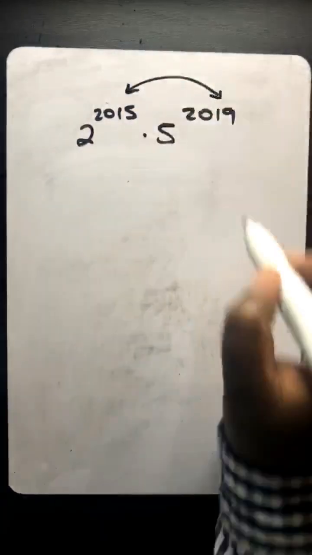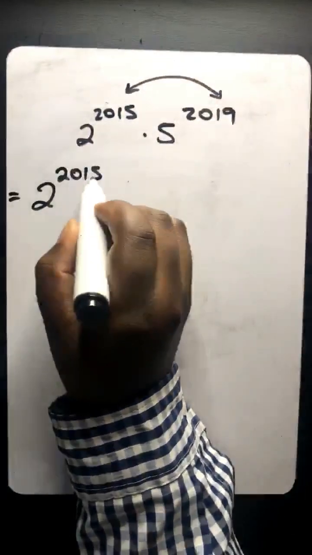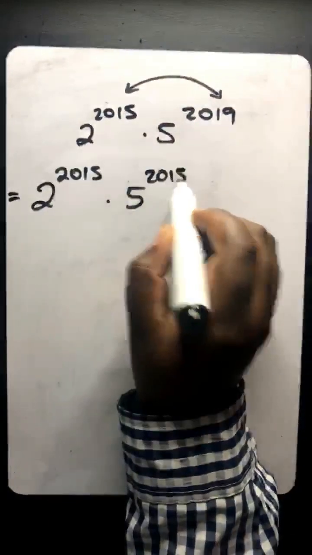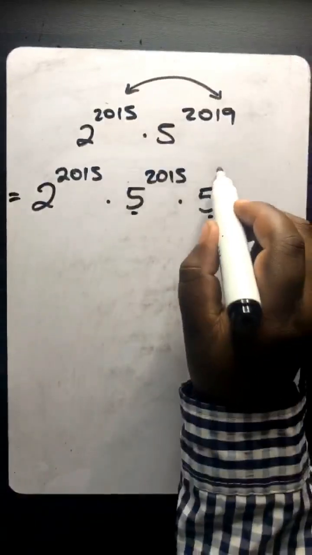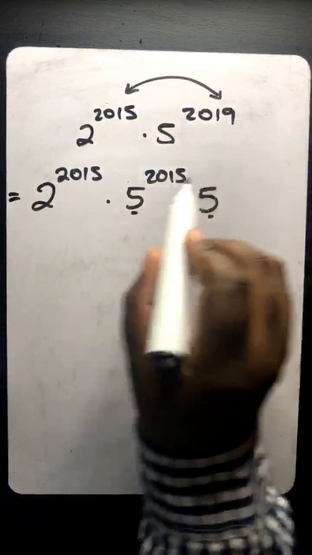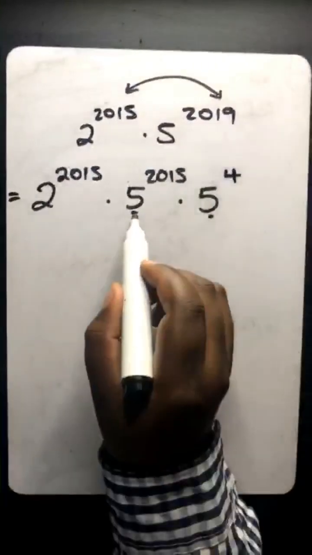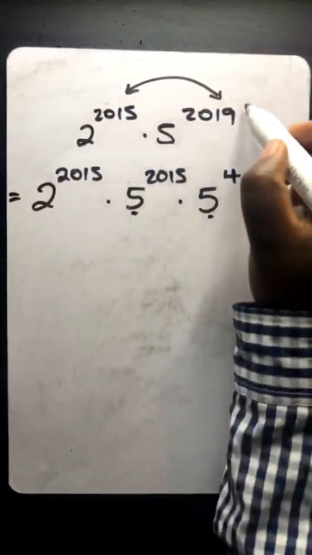Okay, let's see. What I said with this question was, how can I make the exponents the same? If I have 2 to the exponent 2015 multiplied by 5 to the exponent 2015, then I need to multiply by the same base. But what power will take me to 2019? Is it not 4? Because if you have the same base, you add the exponents. 2015 plus 4 is 2019.